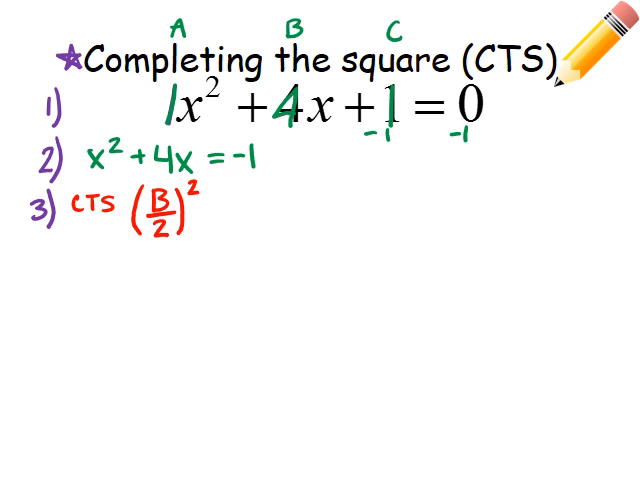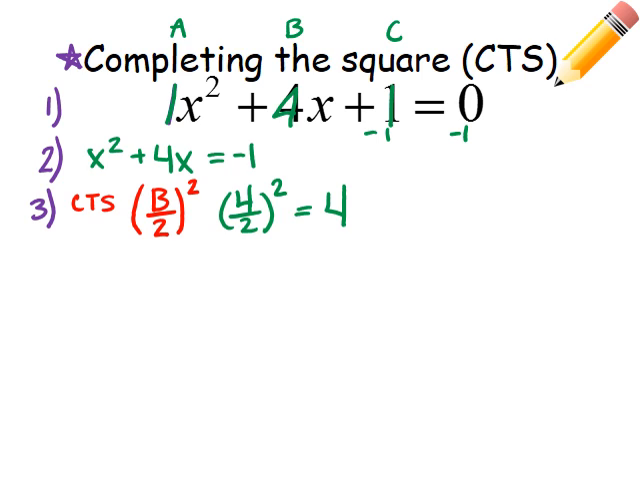So let's fill in the values we know. We know that our B value is 4. So I'm going to divide by 2 and I'm going to square it. 4 divided by 2 is 2. 2 squared is 4. This is the one case where your B value and your completing the square value are actually the same. Our steps say on our foldable, add to both sides.